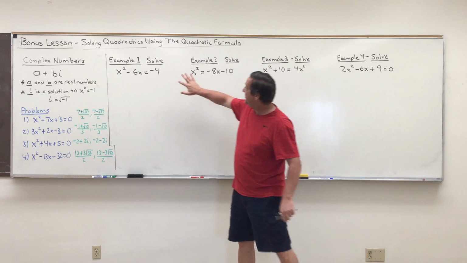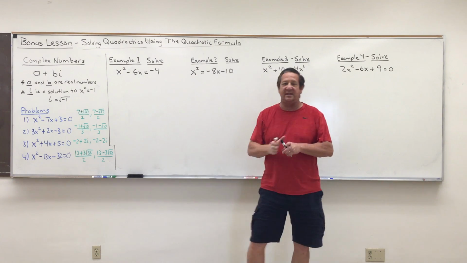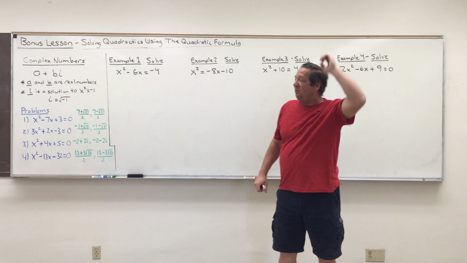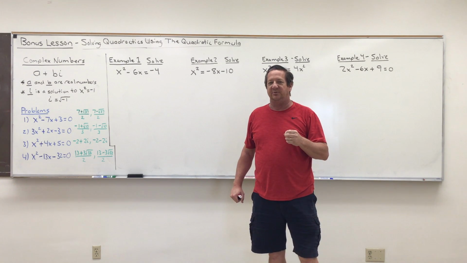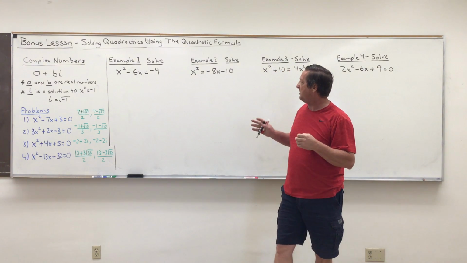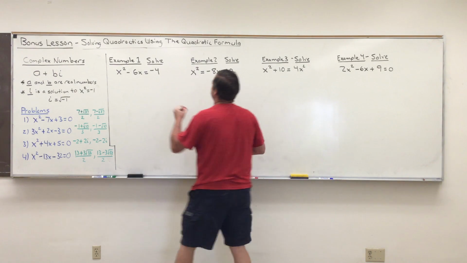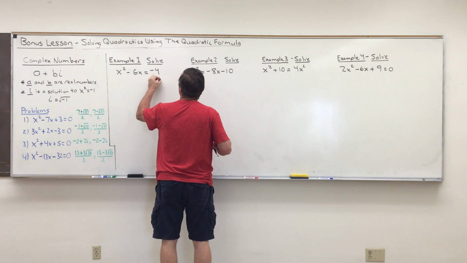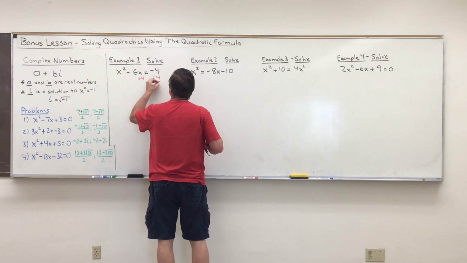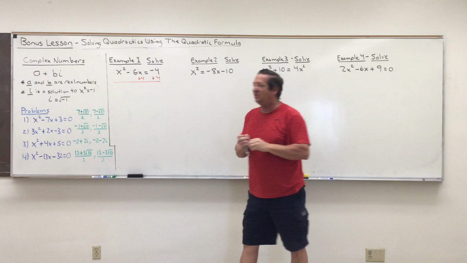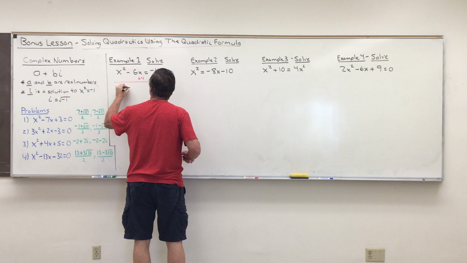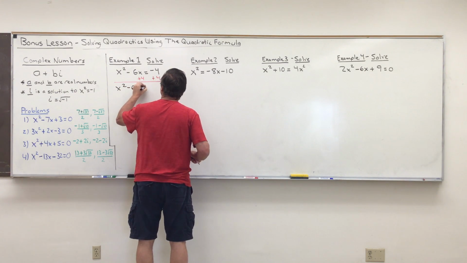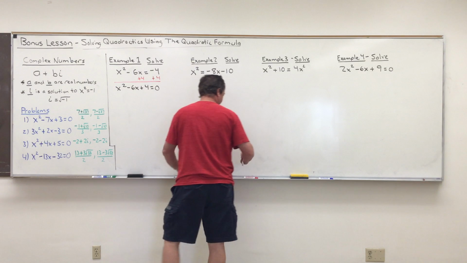Okay. Now, notice this right here. I threw this in and I did not throw in the other lessons. When you use the quadratic formula, your equation must be set equal to 0. Okay? Your equation must be set equal to 0. And so if you have a problem that's not set equal to 0, you simply move the terms so that it is. Okay?